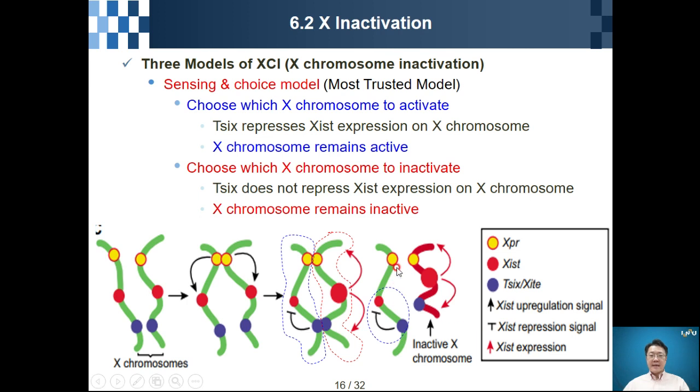However, on this X chromosome, TSIX does not repress Xist expression. That's why this X chromosome remains inactive. So this is the sensing and choice model, and this is the most trusted model in X chromosome inactivation.